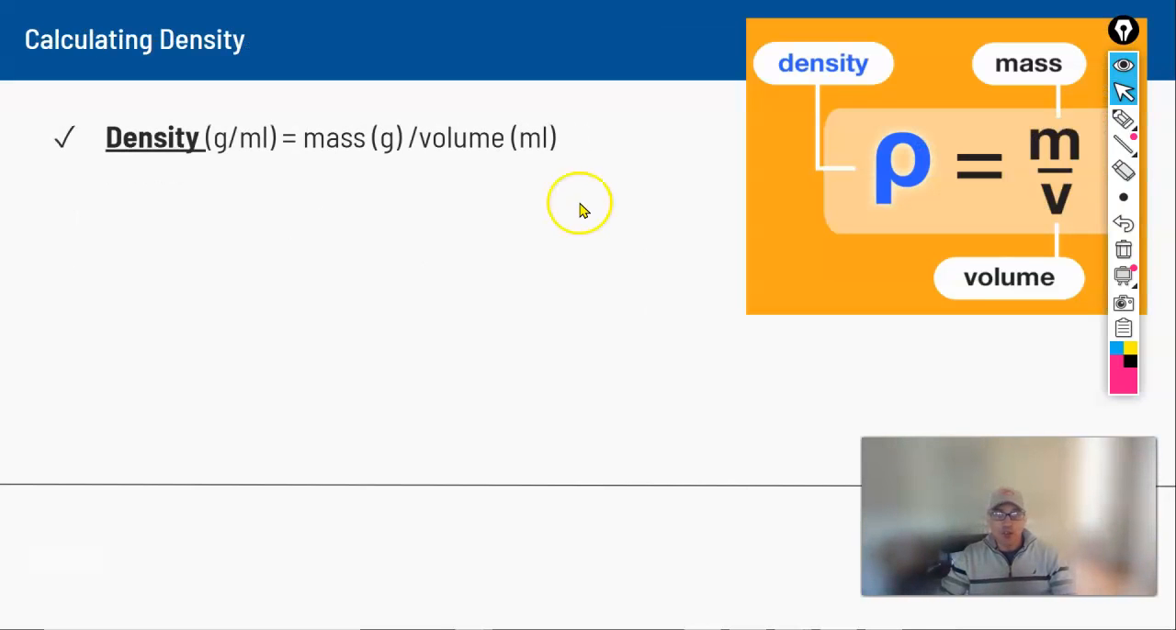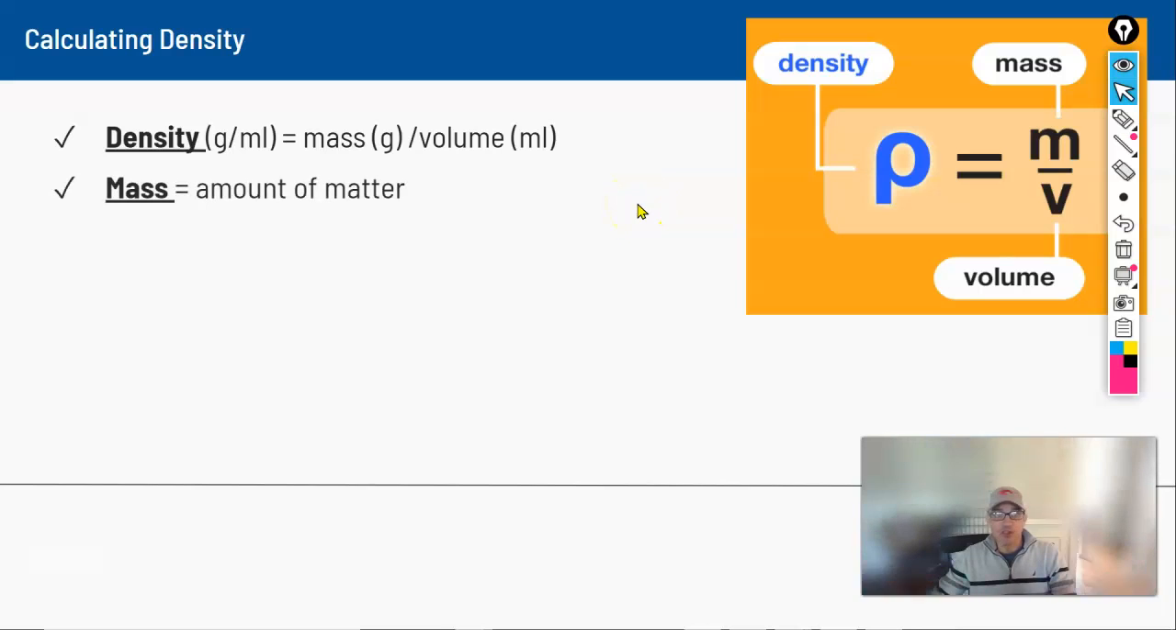When we calculate density, we need to know a couple of other measurements. So density is a derived measurement. We can't just directly measure density. We need to know two other things. Density is simply mass divided by volume. If we know those two things, we can determine the density.